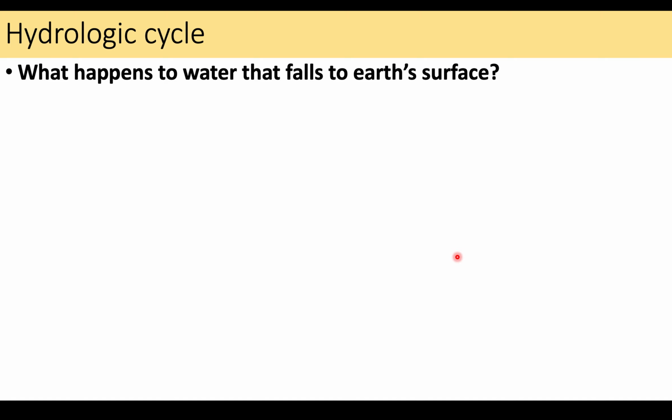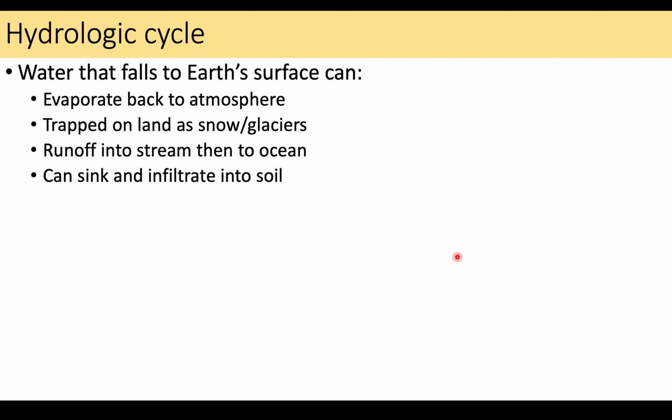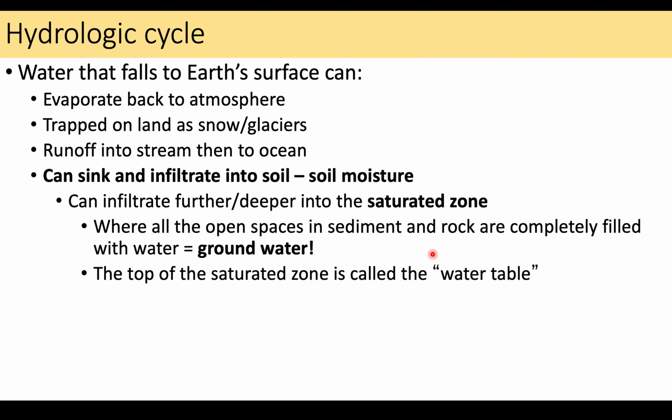So how does that happen? In the hydrologic cycle, what happens to the water that falls to the surface of the earth? It can evaporate back into our atmosphere. It can run off into streams and into the ocean, or it can be trapped on land because it's frozen, so it can snow. It can be trapped on land in glaciers, so a lot of water is actually trapped on land because it's frozen. Or the last option is it can sink into the soil and infiltrate down into our groundwater table. This is considered soil moisture.